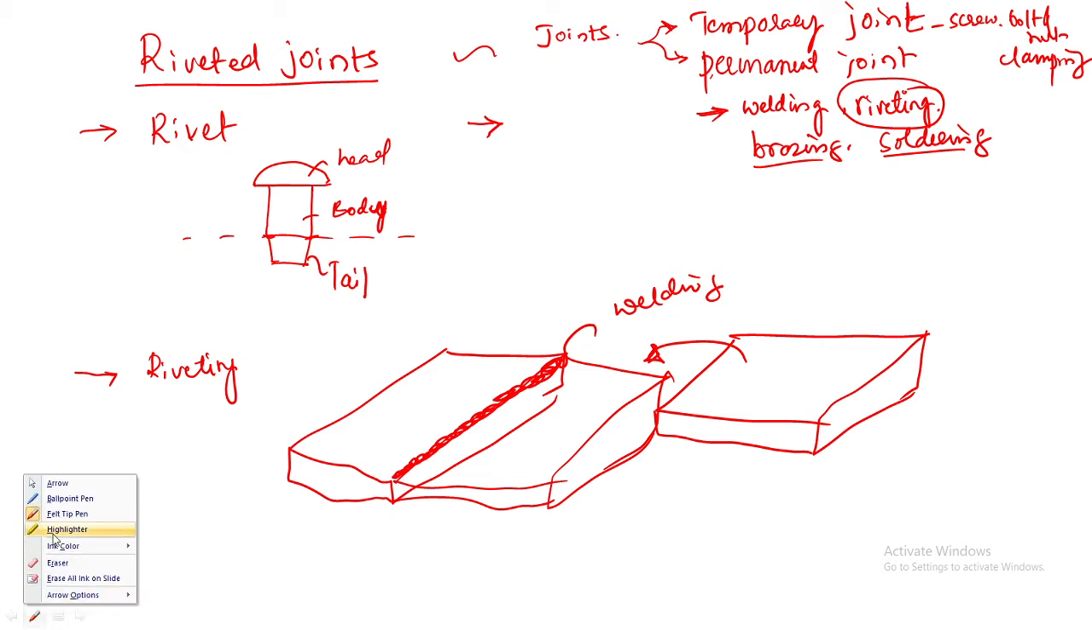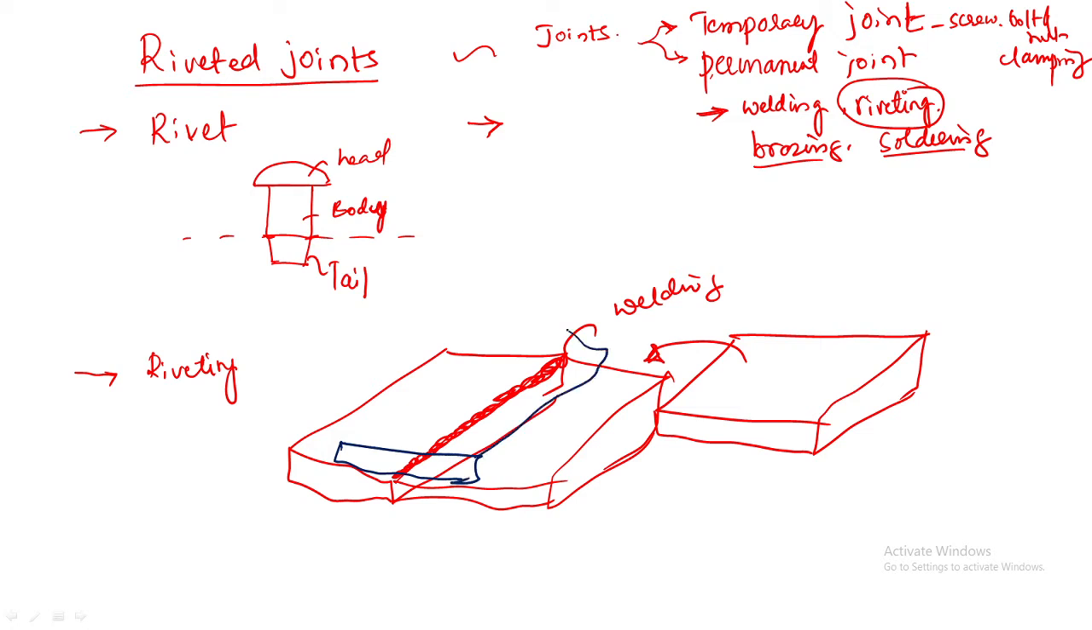Okay, but if you go for riveting, either you need to place one additional plate over here, one additional plate over here, or you need to place the surface of one plate over the surface of another plate. Now this is one method, and this is another method.